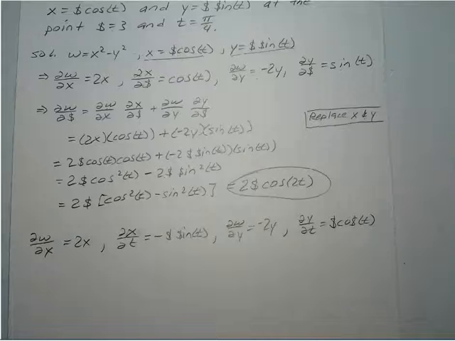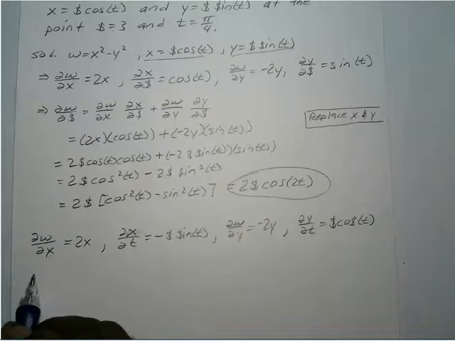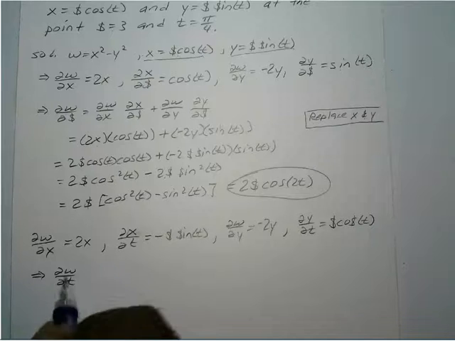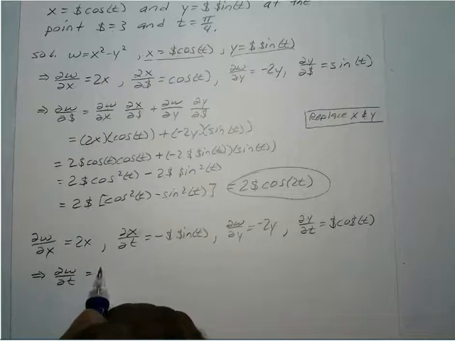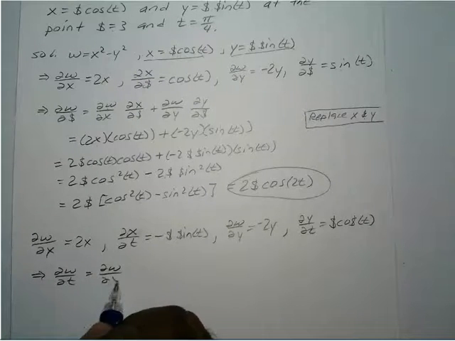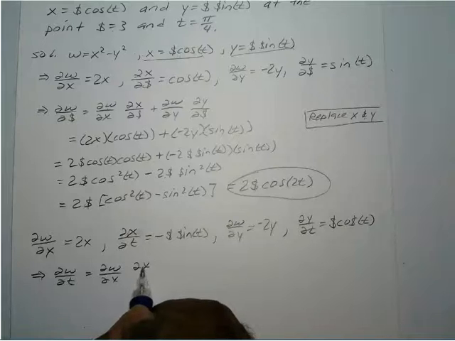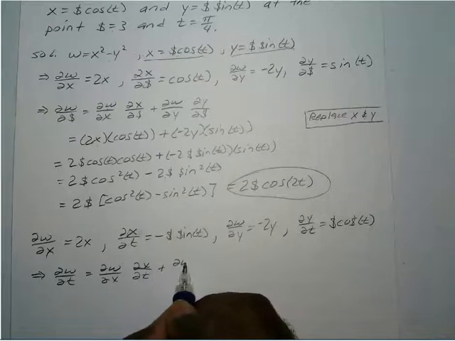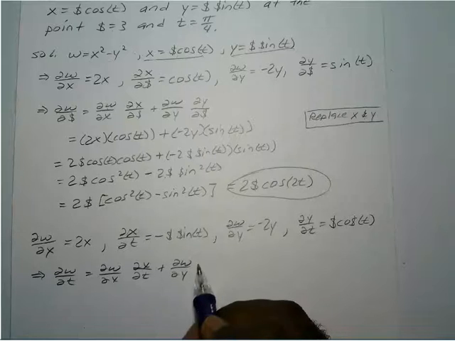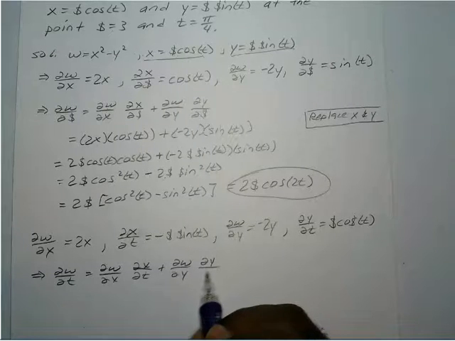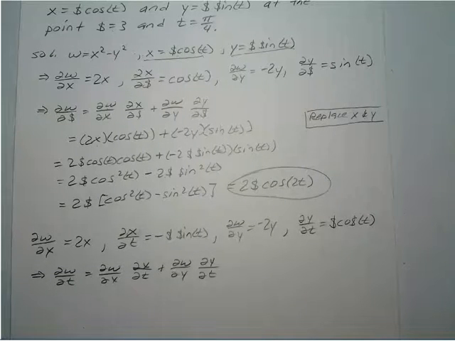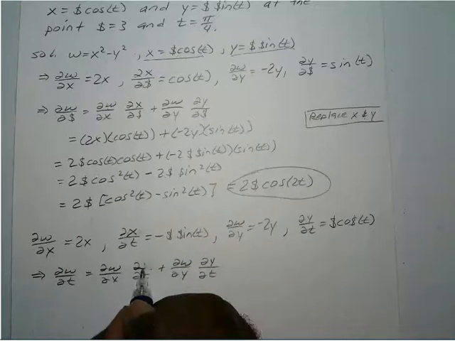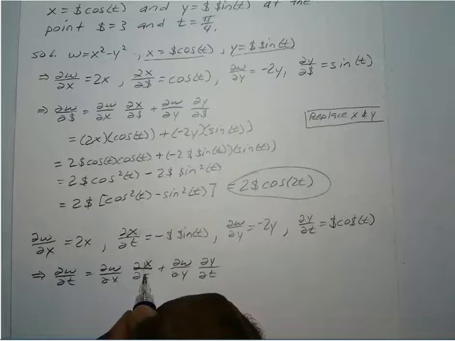All right. So everything we need, partial w with respect to t equals partial w with respect to x times the partial of x with respect to t plus partial of w with respect to y times the partial of y with respect to t. Let me clean that x up a little bit there. There we go.